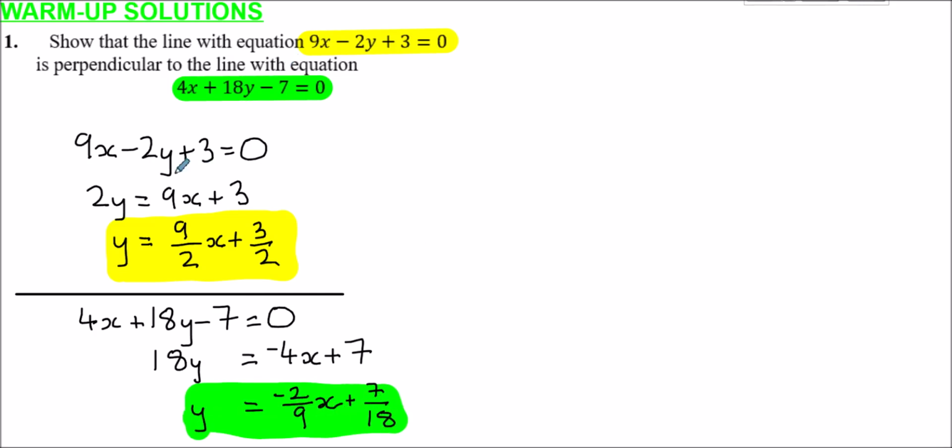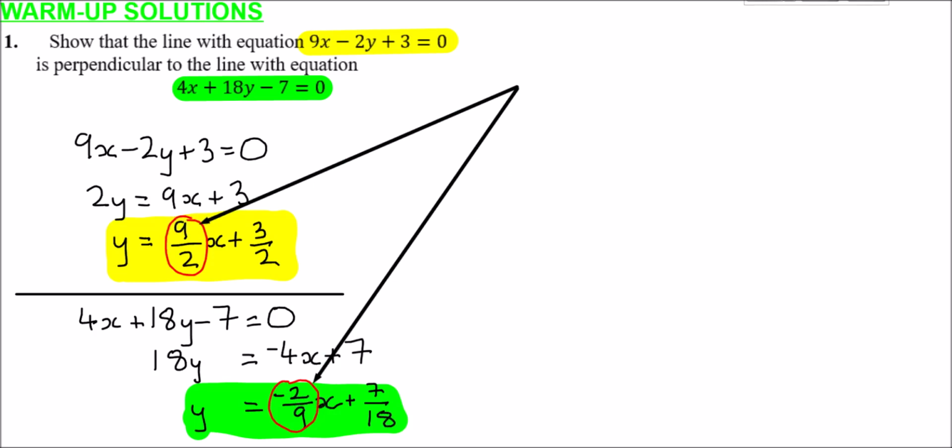The next thing to consider is the gradients of both. So the gradient of this one here is 9 over 2, and the gradient of the second one is minus 2 over 9. What we need to recall now is that if two lines are perpendicular to one another, the product of their gradients equals minus 1. So if we take both, that 9 over 2 and this minus 2 over 9, and multiply them together, we get 9 over 2 multiplied by minus 2 over 9. It's not too hard to see that that will give you minus 1.